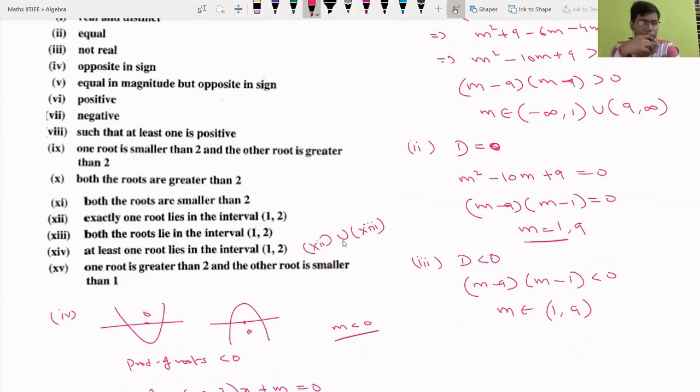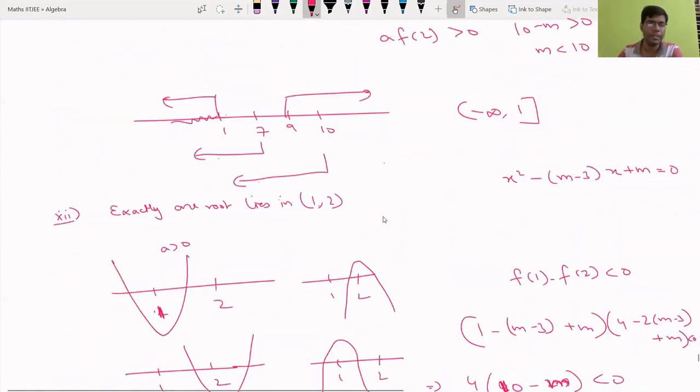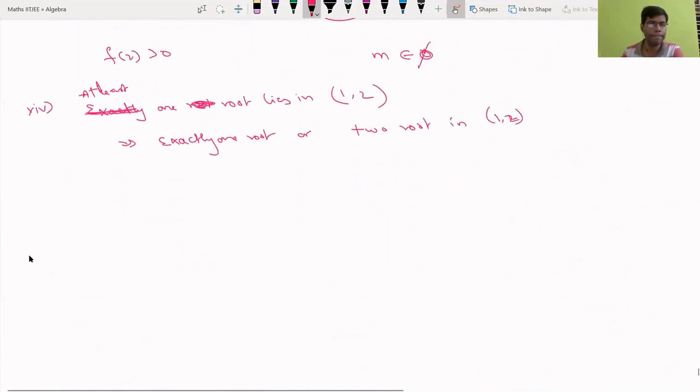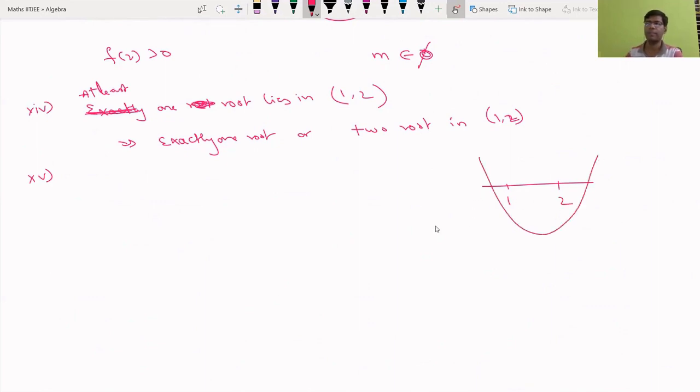Okay. One root is greater than 2 and the other root is smaller than 1. So this is the 15th. So one root is greater than 2. This is 1 and 2. The other root is smaller than 1. So this is how it will lie. Fine. So it will be either like this or like this, where one root is greater than 2 and the other root is smaller than 1.